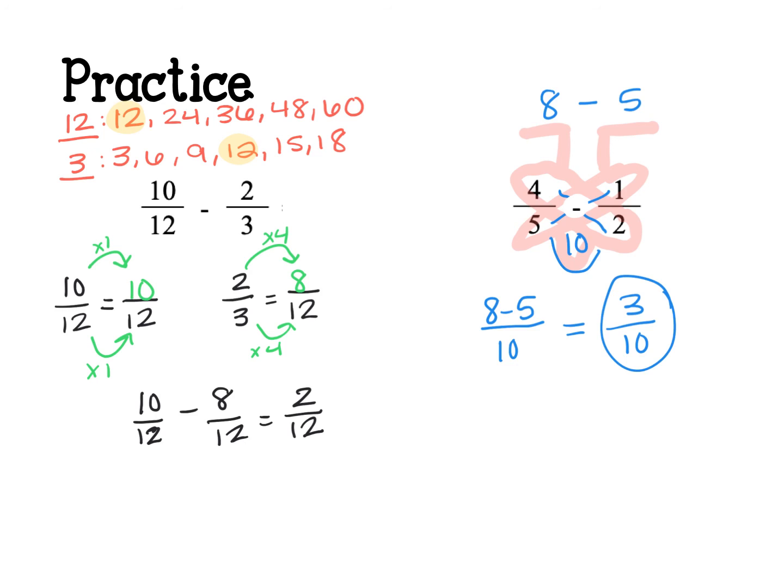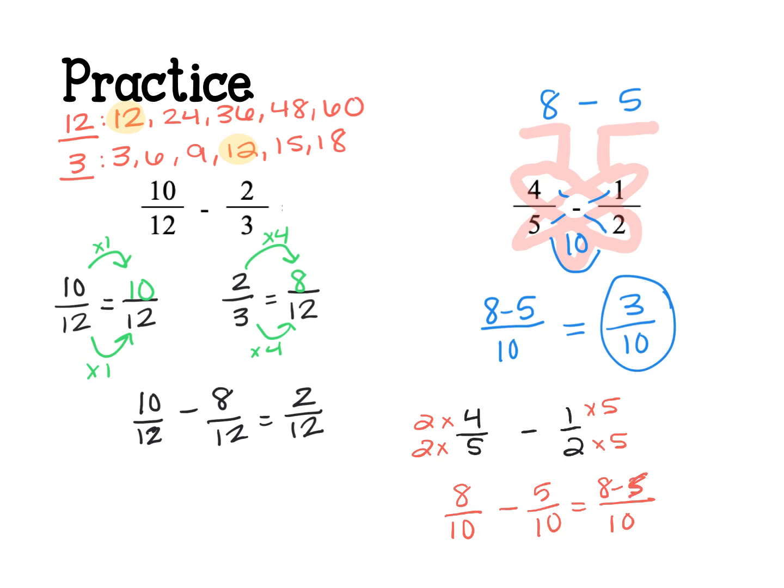Now I could have also used the opposite denominator method. So for 4/5, I would multiply by 2. And for 1/2, I would multiply by 5. So that becomes 8/10 minus 5/10. And since we keep our denominator the same and subtract the numerators, I get the same exact answer.